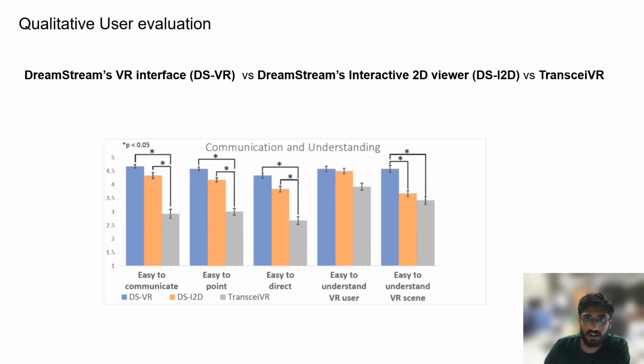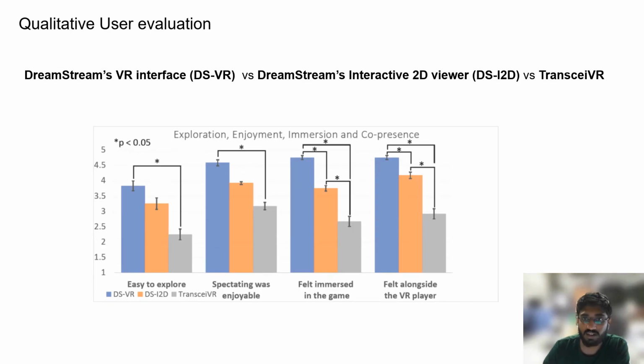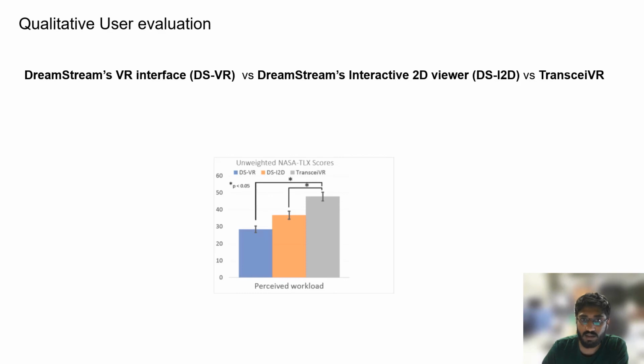We compared DreamStream with Transceiver, and with DreamStream, our spectators found it easier to communicate, refer to objects, and spatially guide the VR player. With DreamStream, they also found it easier to explore and understand the VR scene, and felt that spectating was more enjoyable, immersive, and co-present with the VR player. Finally, they perceived a lesser workload when using DreamStream.